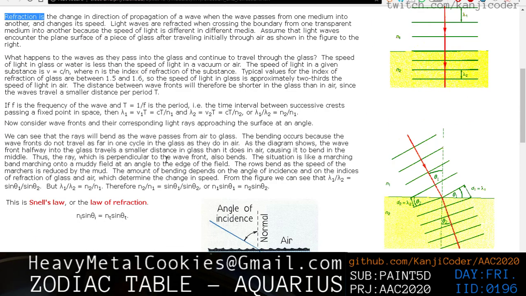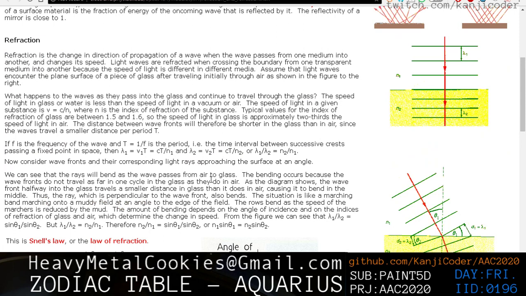Refraction. Refraction is the change in direction of propagation of a wave when the wave passes from one medium into another and changes its speed. Light waves are refracted when crossing the boundary from one transparent medium into another because the speed of light is different in different media. Assume that light waves encounter the plane surface of a piece of glass after traveling initially through air, as shown in the figure to the right. What happens to the waves as they pass into the glass and continue to travel through the glass?